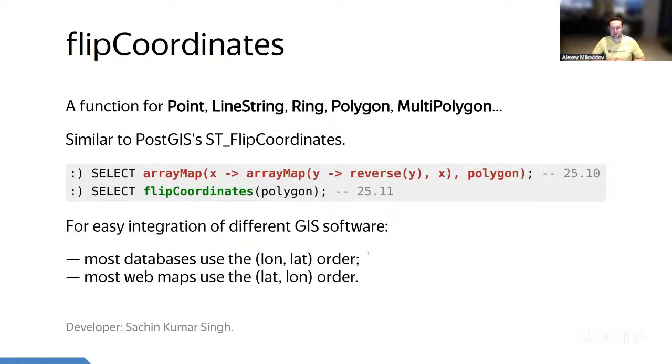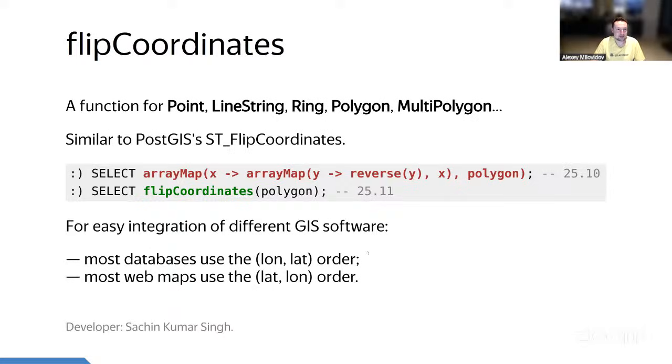And what is the purpose? The purpose is to unify and integrate different software that for some reason take coordinates in different orders. Most databases, including ClickHouse and Postgres, have the order of longitude and then latitude. But most visualization software like Google Maps and other maps, for some reason, have it in the opposite order. And you have to do something for that.